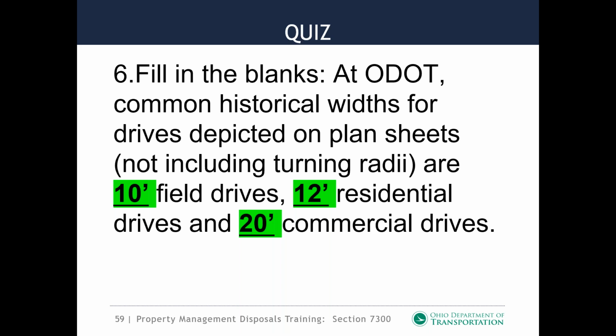That's why you need to look at the instruments, the legal descriptions, the plan sheets themselves. If nothing says it, that's when you would rely on the ODOT historical widths and try to come up with what that is.